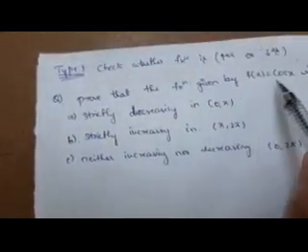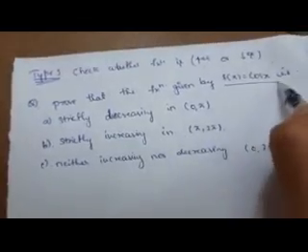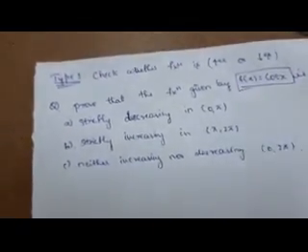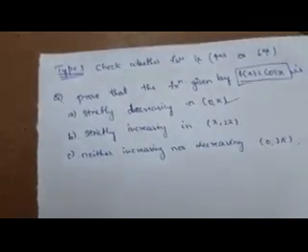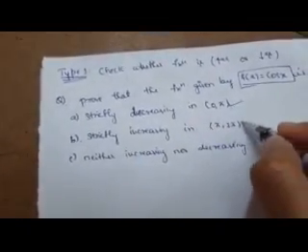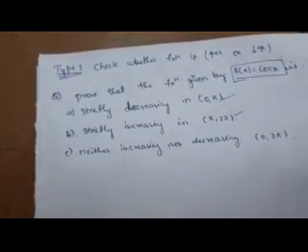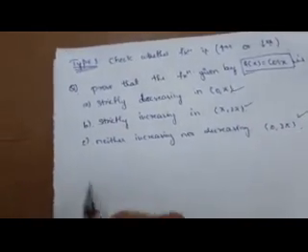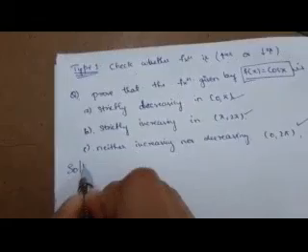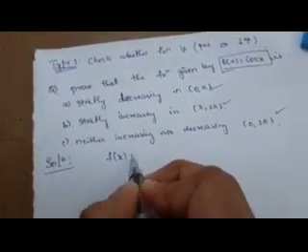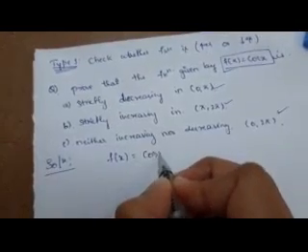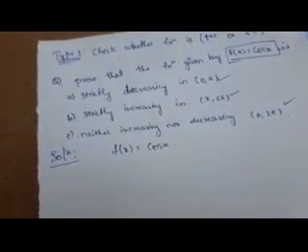We need to prove that the given function, f of x is equal to cos x, is strictly decreasing in the interval 0 to pi, strictly increasing in the interval pi to 2 pi, and neither increasing nor decreasing in this interval. So we need to prove this one. Let us move step by step. So how are we going to deal with this one? The given function is f of x is equal to cos x.